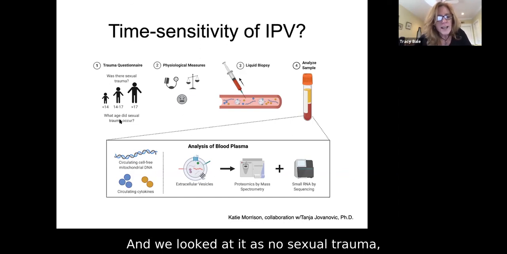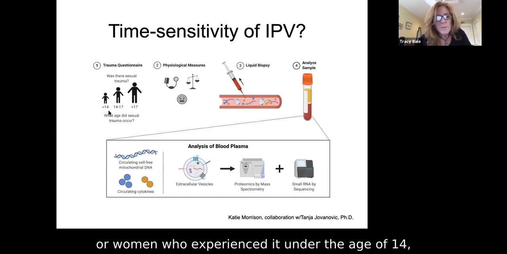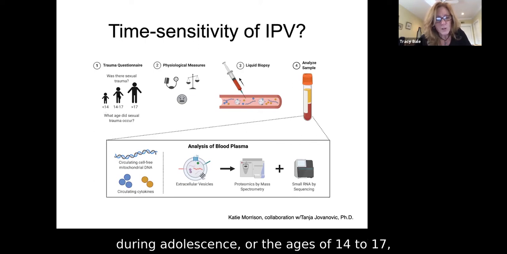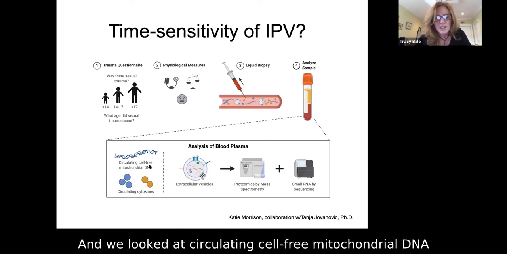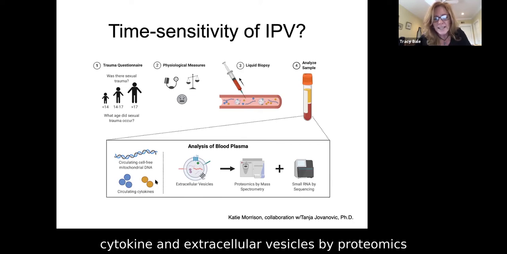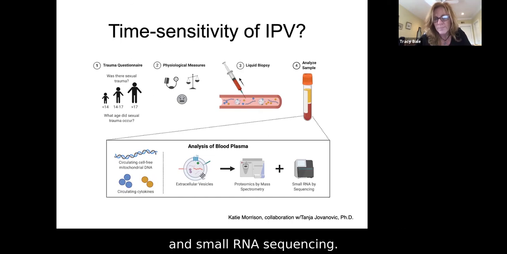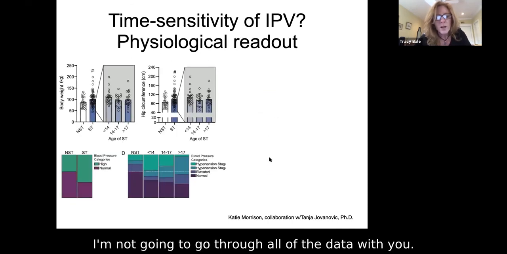And we looked at it as no sexual trauma, or women who experienced it under the age of 14 during childhood, the ages of 14 to 17 during adolescence, or outside of childhood, in adulthood over the age of 17. Then we did a lot of physiological measures, which I don't have time to go into today. We also collected blood samples, and we looked at circulating cell-free mitochondrial DNA, cytokines, and extracellular vesicles by proteomics and small RNA sequencing.